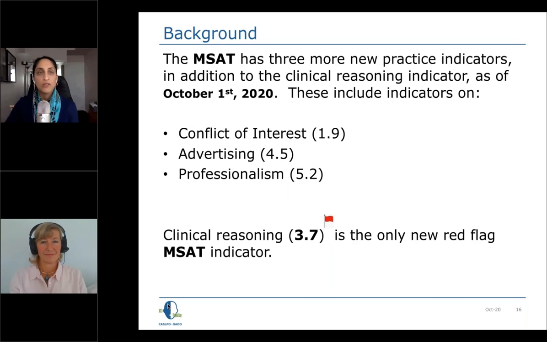We also just want you to know that the MSAT has 3 more new practice indicators in addition to the clinical reasoning indicator as of October 1st. And these include indicators on conflict of interest, advertising, and professionalism. However, clinical reasoning is the only new red flag MSAT indicator.